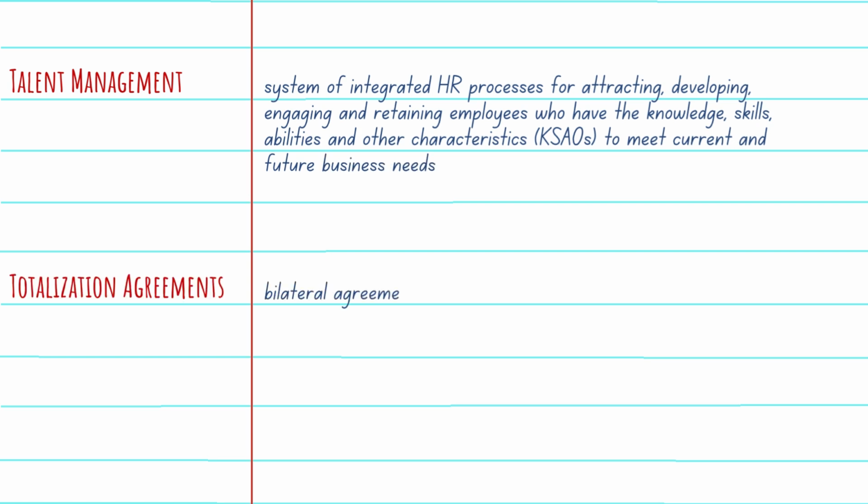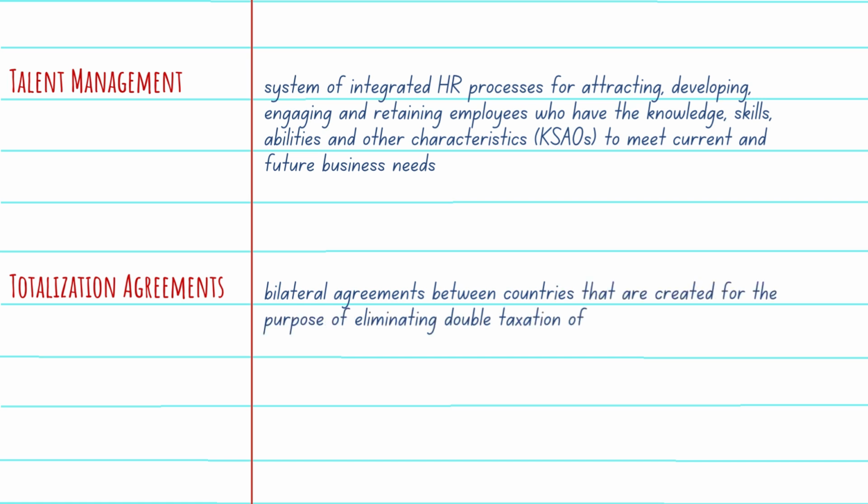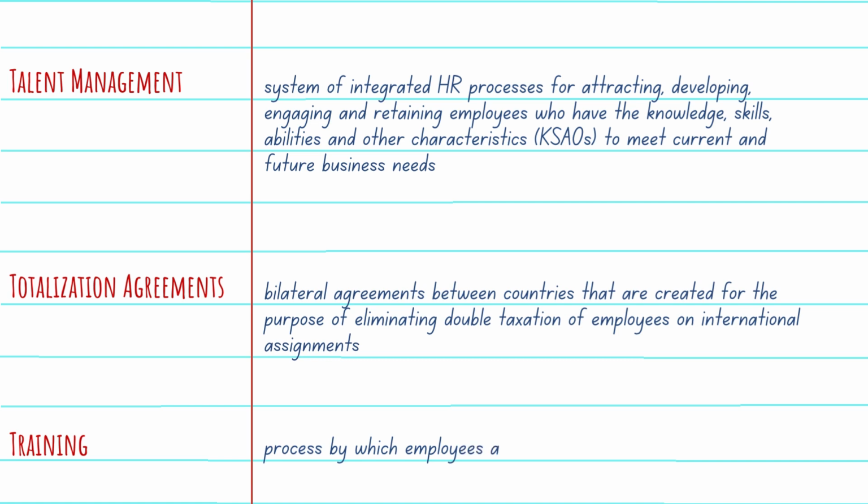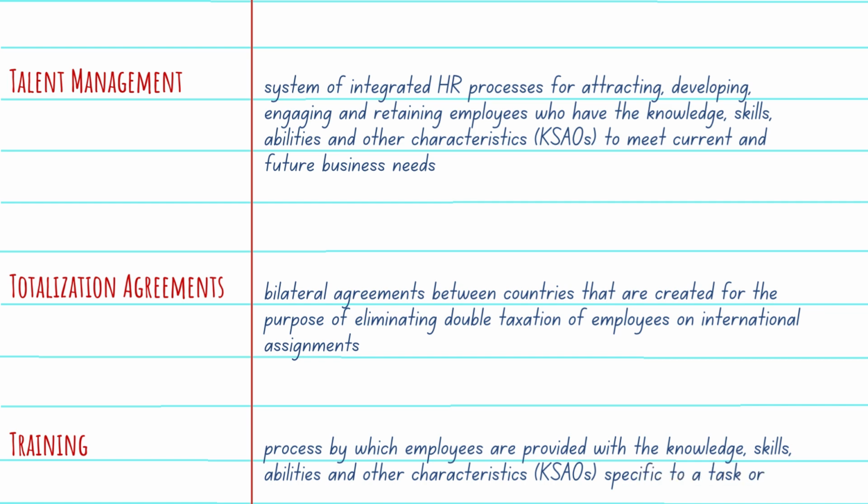Totalization agreements are bilateral agreements between countries that are created for the purpose of eliminating double taxation of employees on international assignments. Training is a process by which employees are provided with the knowledge, skills, abilities, and other characteristics specific to a task or job.